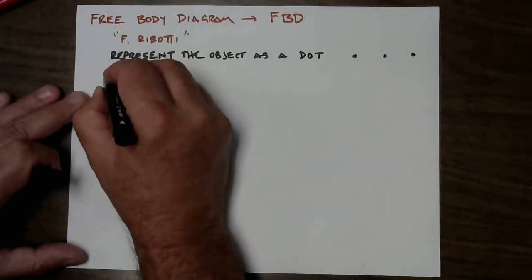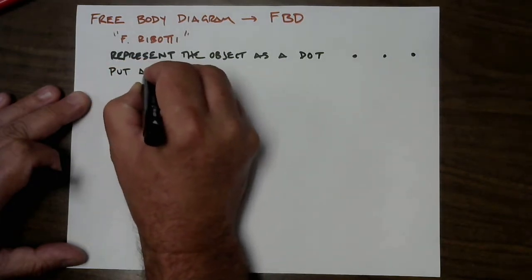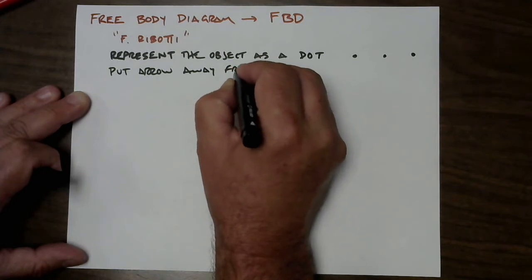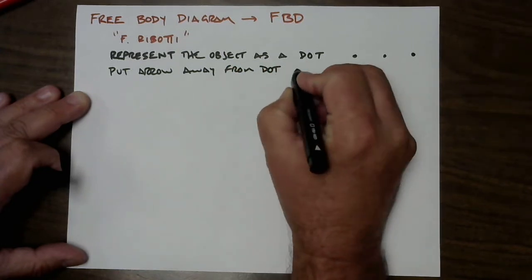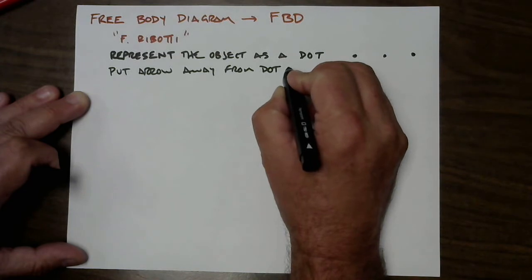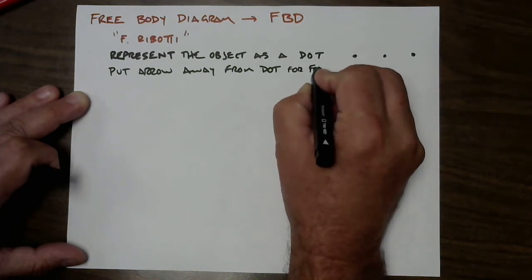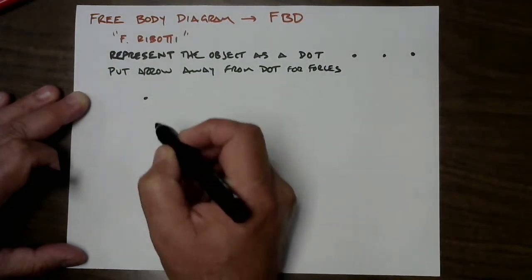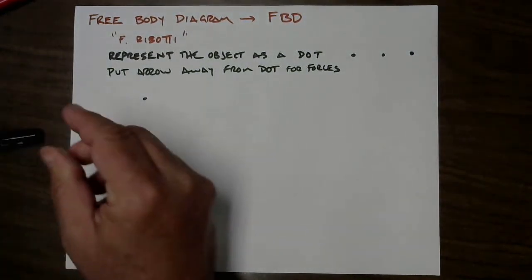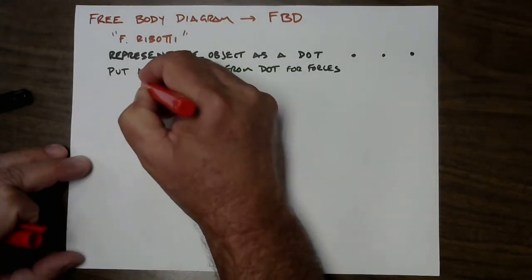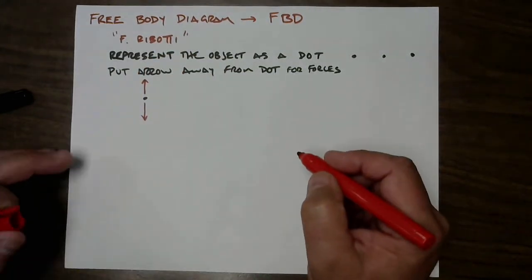Then we put arrows away from the dot for the forces. So if I had a dot and it was an apple sitting on a table, I might say, oh, there was probably some gravity here and the table is pushing up because the apple is not falling.